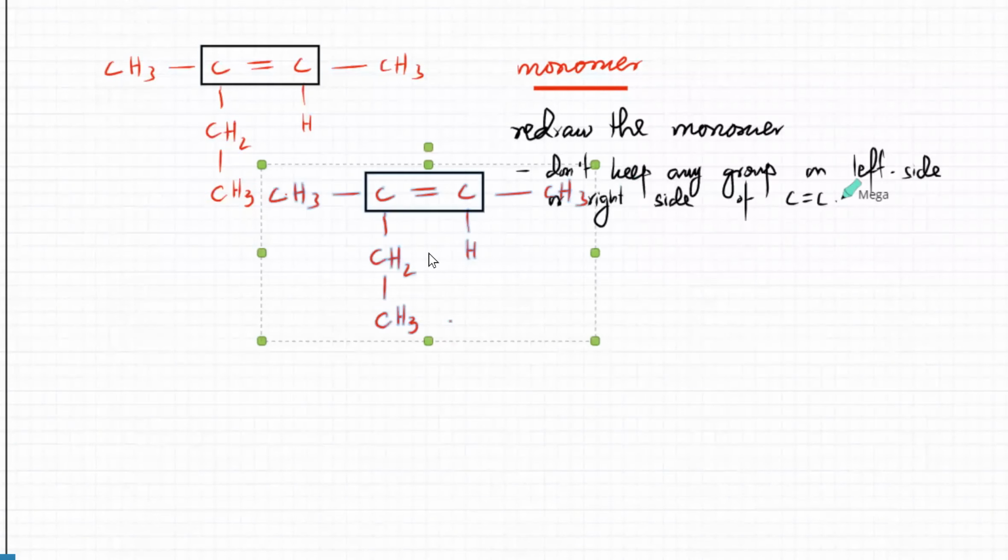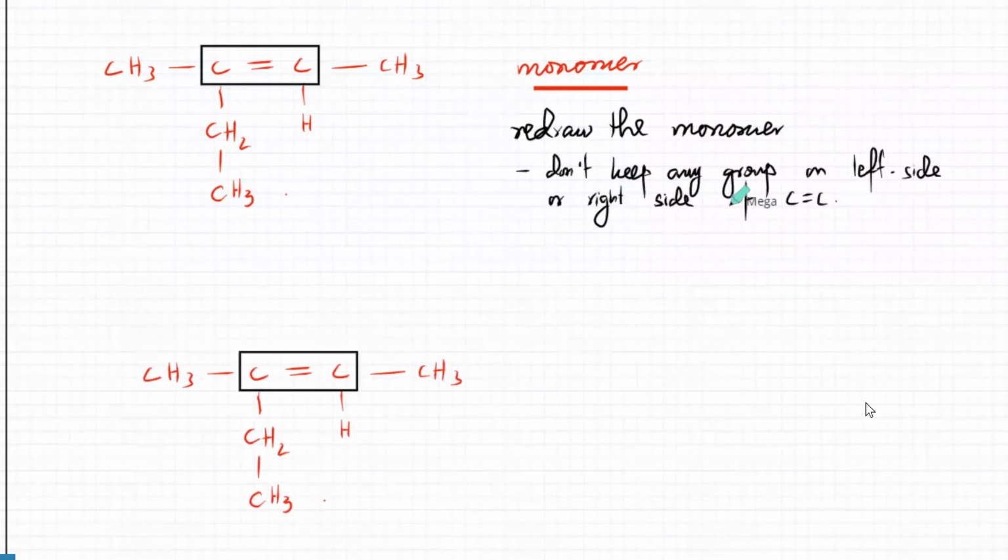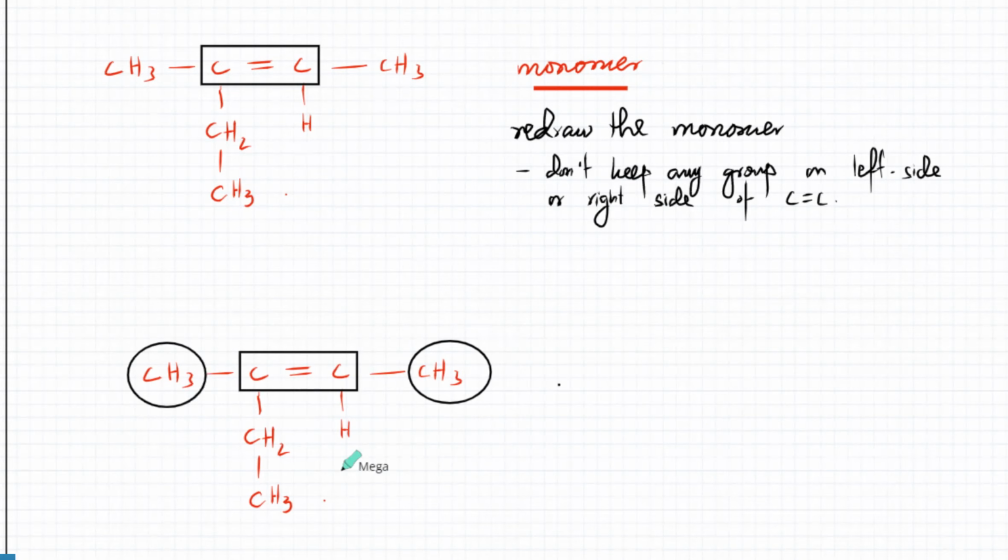So let's say this is my monomer. What I'm going to do is make sure nothing is on the right or the left side of this. So the CH3 over here, which is on the right side, should not be on the right side. And this CH3 on the left side should not be on the left side. I'm not going to break the bond. I'm just going to twist the molecule a bit. I'm going to bring the CH3 or bend it upwards.